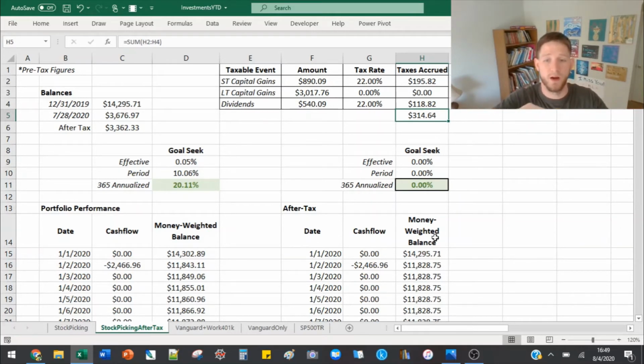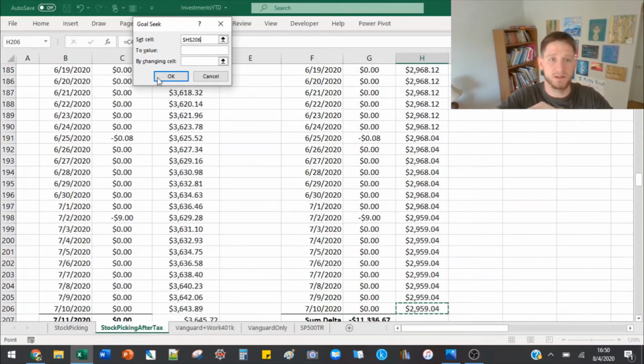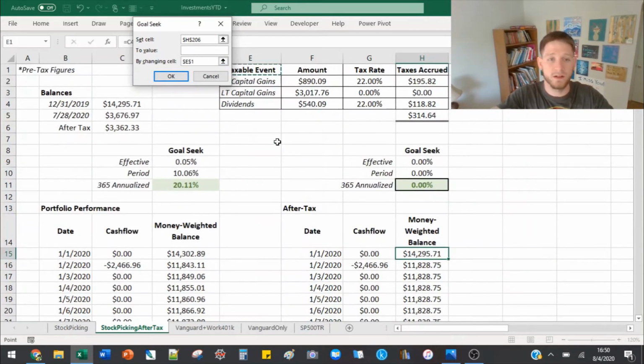So what I'm going to do now is this after-tax 3 columns that I have is exactly the same formulas as the previous analysis we just did. So now I'm going to do Alt-AWG to get the goal seek going. Once goal seek's up, I'm going to do the same process. So I'm going to set the ending balance of my after-tax analysis to the value of. And this is where it's different.